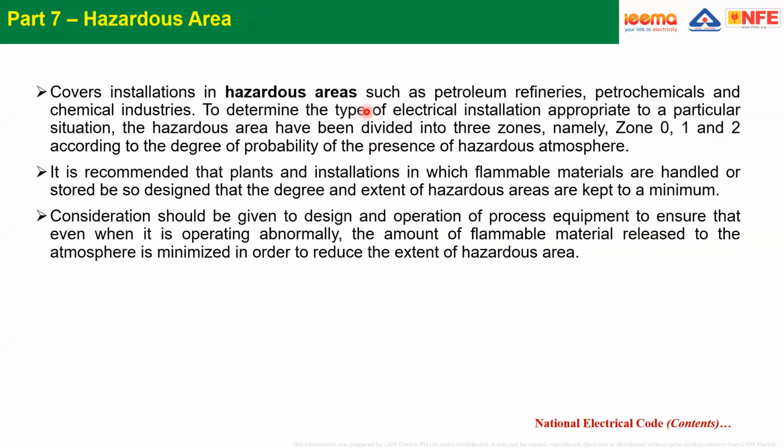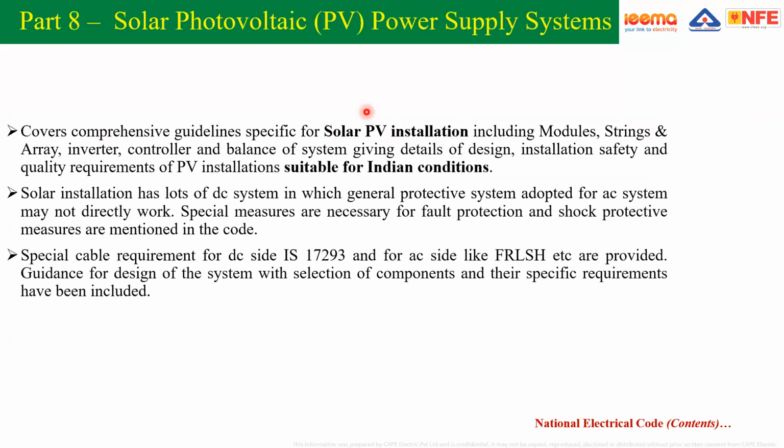Part 7 talks about hazardous area. Hazardous area, all of you know, zone 0, zone 1, zone 2, hazardous area, and the electrical requirements in that area. And part 8, which is the last part, talks about solar PV installation. Of course, for EV charging, there is already a section in part 3. So in part 3, one of the sections is talking about EV charging. So part 8 talks about solar photovoltaic. All the requirements of solar PV are included in part 8. So this is about the overall structure of National Electrical Code.